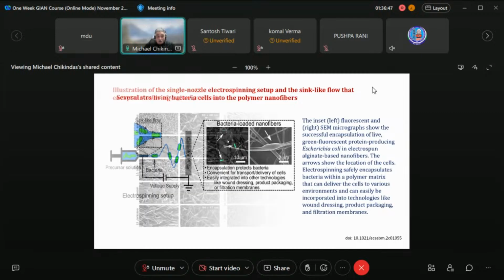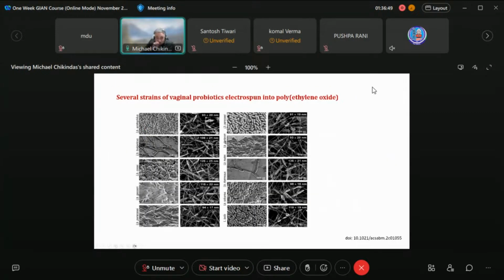And as an example, you can see here several strains of vaginal probiotic bacteria incorporated into the polyethylene oxide by electrospinning, and you can see how the microorganisms are in the net of these fibers. This is the method we were using to deliver bacteriocins to the vaginal part.